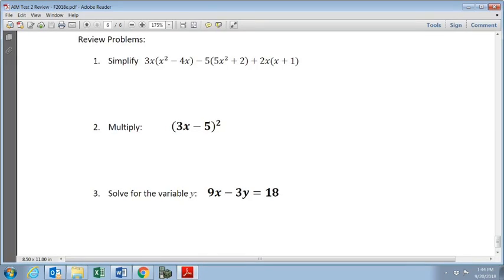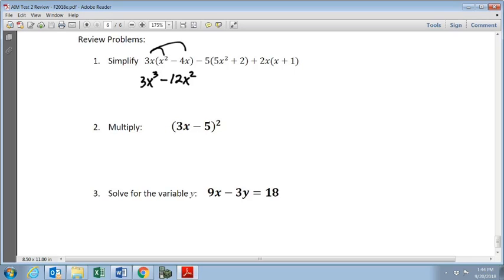All right, on number 1 on the review problems here, we've got a lot of distributing to do. So let's go ahead and multiply the 3x times x squared. We're going to get 3x cubed. 3x times a minus 4x is negative 12x squared. And so we'll go ahead and write minus 12x squared.